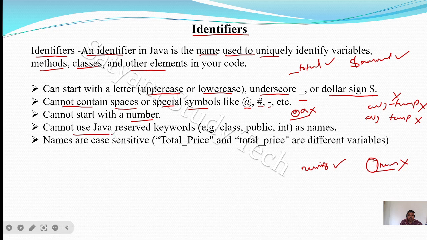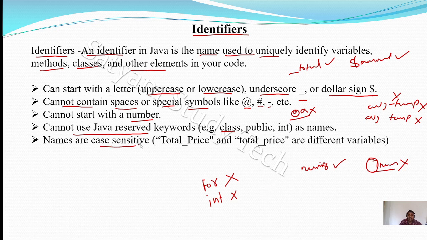And you cannot use Java reserved keywords. You already know keywords from the previous video. Any reserved word cannot be used as an identifier. So class is a keyword, for is a keyword, and int is a keyword, so you cannot use them as identifiers.